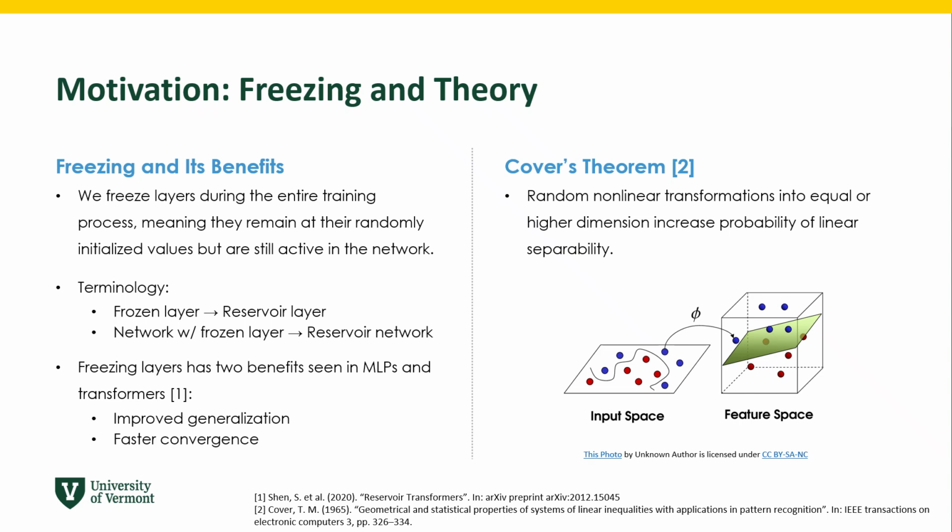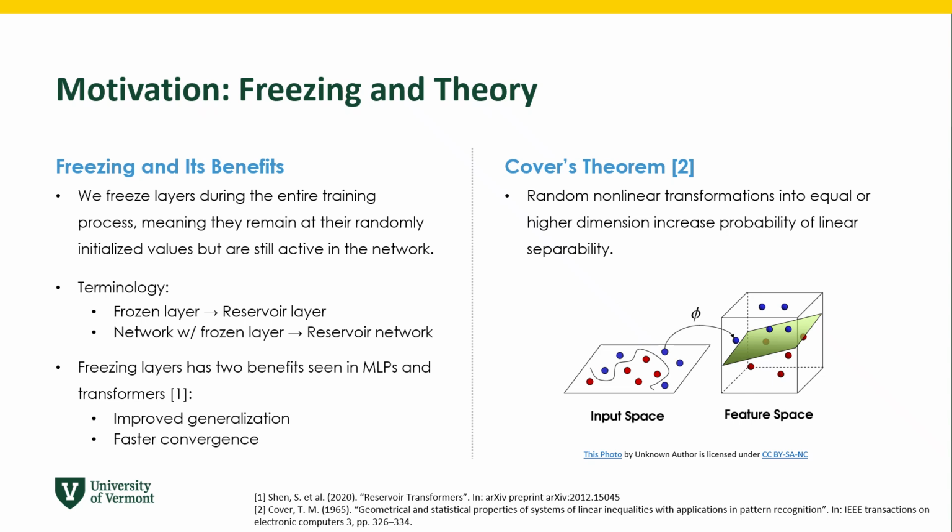But why? Scholars have justified this using Cover's theorem, which says that random, nonlinear transformations into equal or higher dimensions increase the probability of linear separability. Intuitively, frozen layers act like kernels. They map data into higher dimensions, leaving trainable layers to find simple separations. However, we are unaware of empirical testing to confirm whether Cover's theorem explains the benefits of freezing.